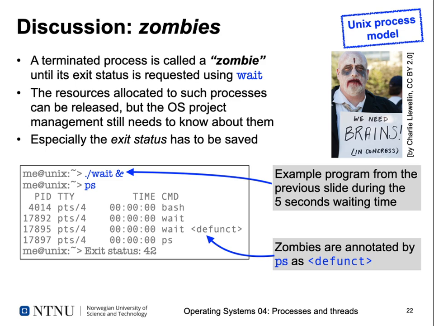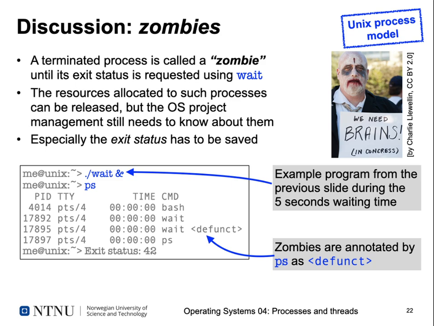But anyways, if a process has exited and its parent hasn't noticed that yet, so its parent still thinks it's living because it hasn't executed wait and wasn't informed of the termination of this child process, then we call this terminated child process a zombie. The resources allocated to such processes can already be released because the process called exit. Exit never returns, so this process can never use these resources again. But the operating system process management still needs to know about these resources. And especially, as we've seen, the exit status has to be saved in case our parent process decides to call wait and retrieves the exit status.